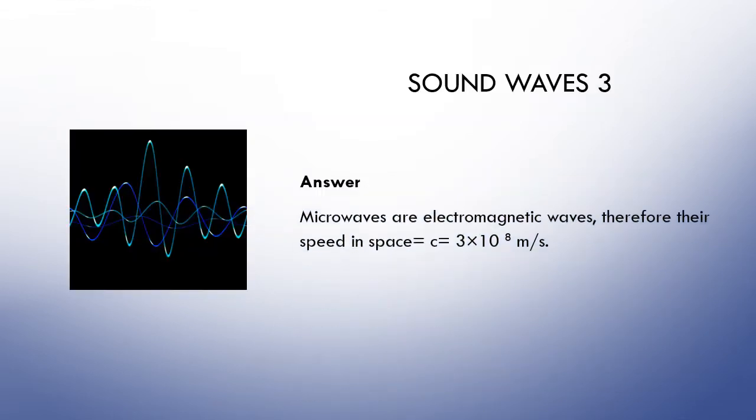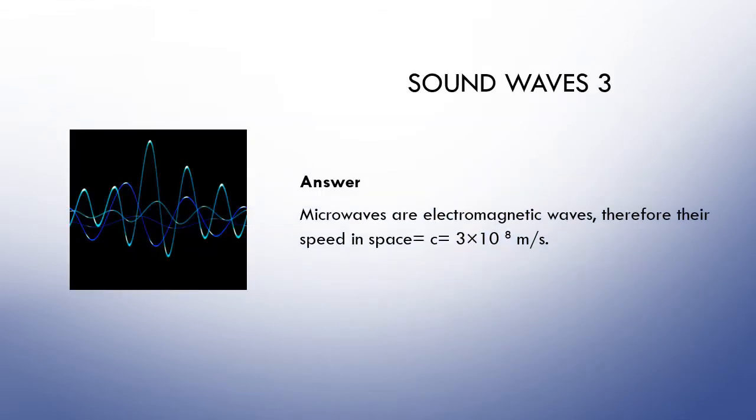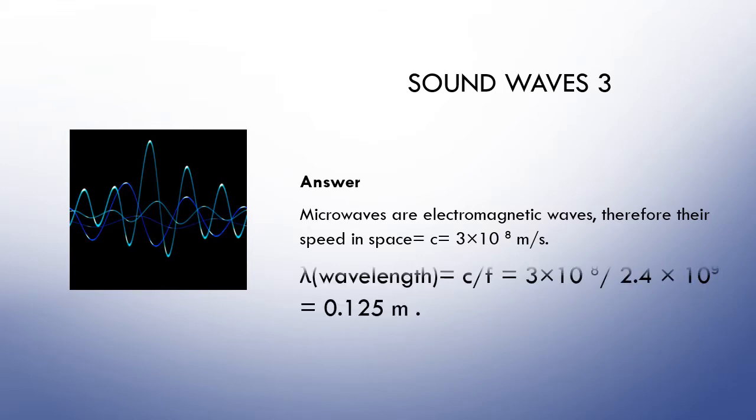Okay, so here's your answer. Again, remember that microwaves are electromagnetic waves, so the speed of this microwave is equal to the speed of light, 3 multiplied by 10 to the 8th power meters per second, and then you can use the wave equation to get the wavelength. This is your answer: it's 0.125 meters. This is the wavelength of this microwave.